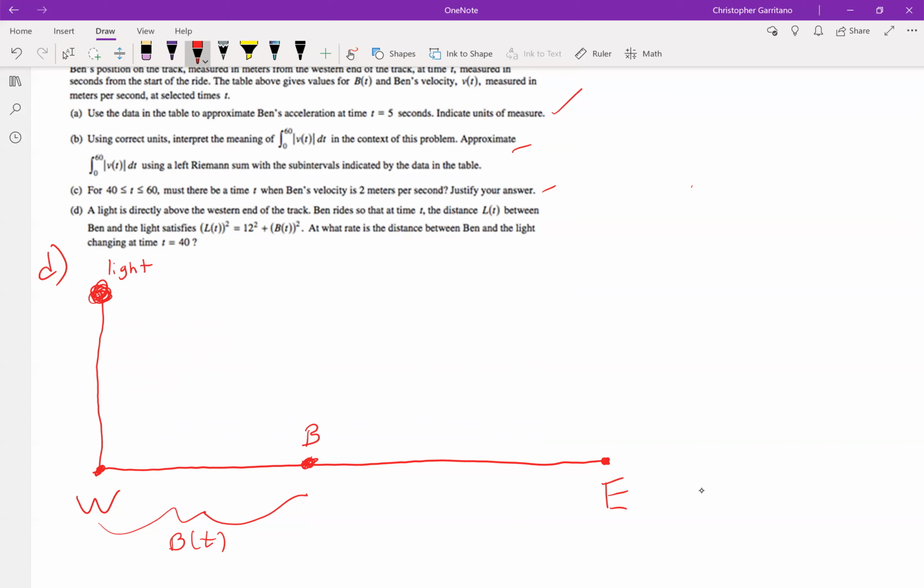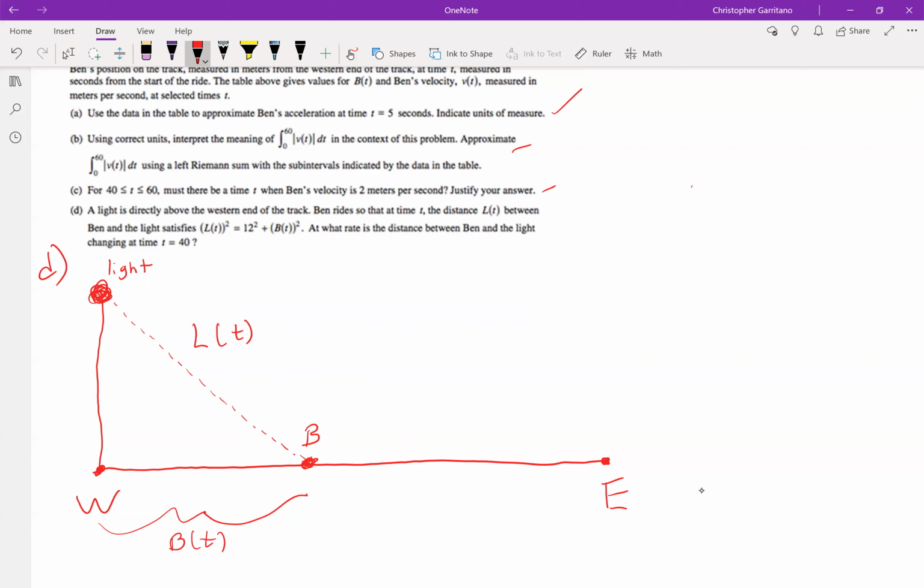Ben rides so that at time t, the distance between Ben and the light, now, that distance is this dotted line that I'm drawing now. This is the distance that they are referring to with this new function L of t. And hopefully you can see that as Ben changes his position along this track, L of t also changes. And they are also telling us that this distance, L of t, satisfies the equation L of t squared is equal to 12 squared plus b of t squared. Hopefully you recognize that equation as the Pythagorean theorem. If you're drawing the diagram, it should jump out at you as well. So notice L of t is the hypotenuse, so that makes sense.